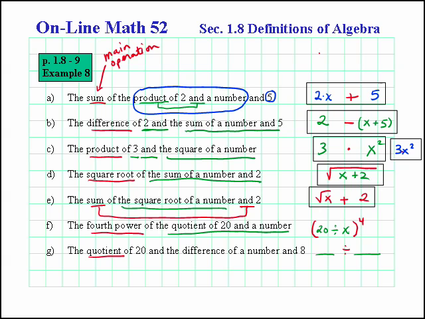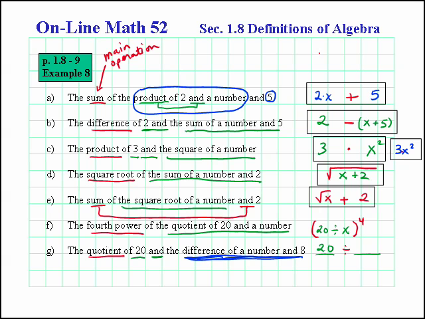Now this one's a little bit different. It's written differently. The quotient of 20 and. So we've got a quotient of, which means, again, quotient's got two sides to it, of what and what. Well, notice that the and is right here, right away. Quotient of 20 and what? The difference of a number and 8. So on the other side, we've got this other piece to it, the difference of a number and 8.